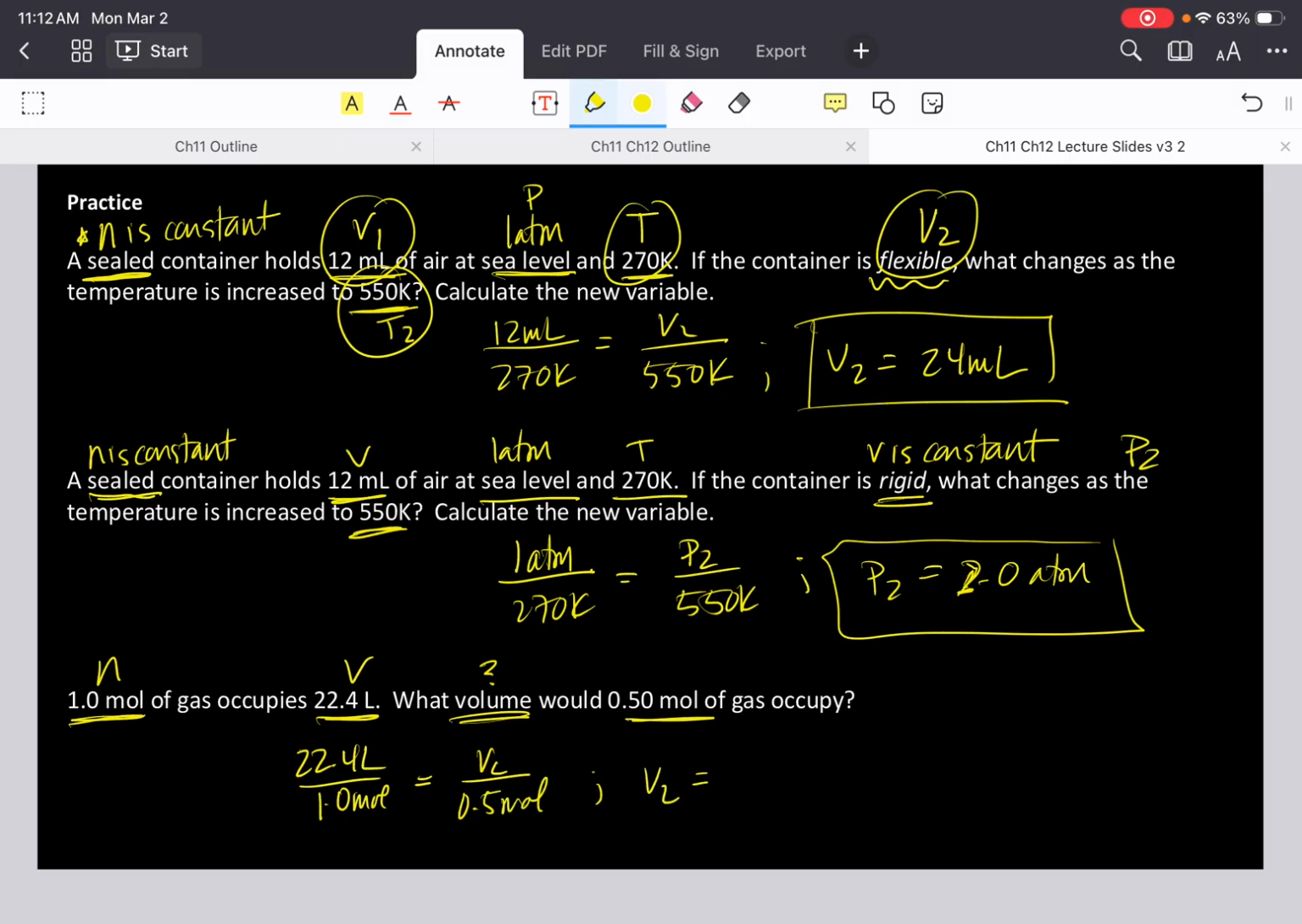And for our V2, we're going to get 11 liters. Ooh, our volume went down. Does that make sense? Right, that's like letting half of the particles of gas out of our balloon, and it makes sense that if I let out half the particles of gas, I'm going to get a smaller volume, right?